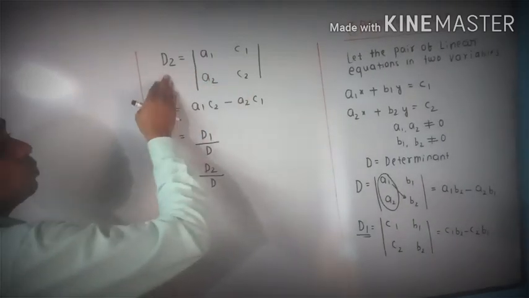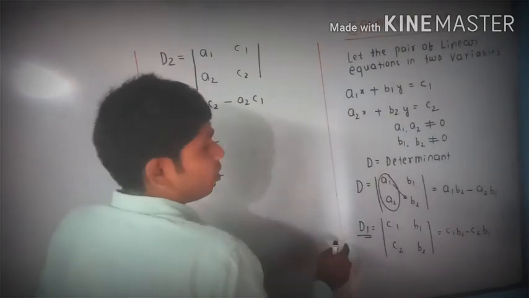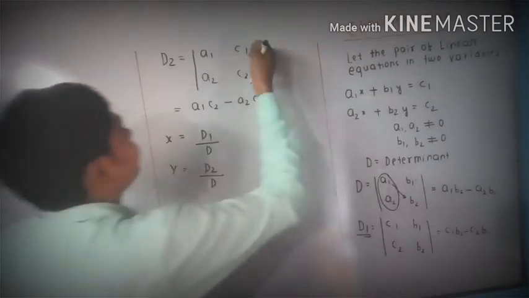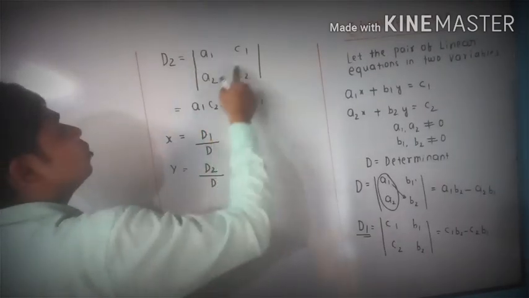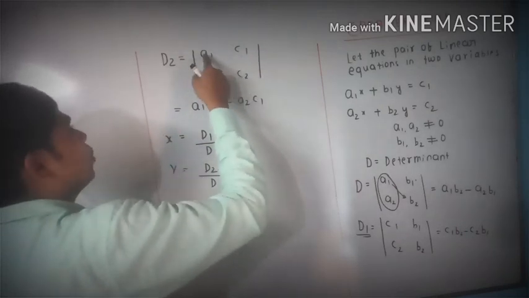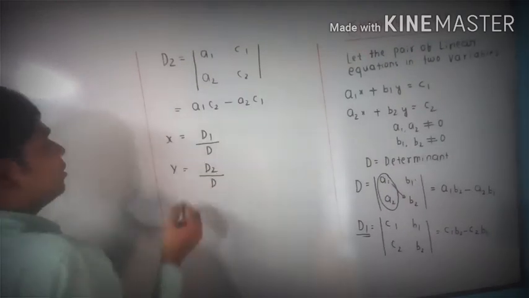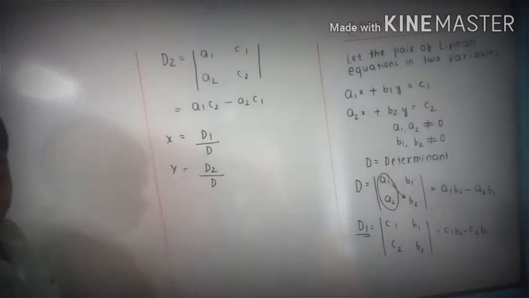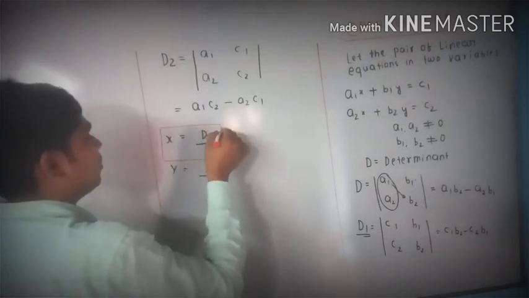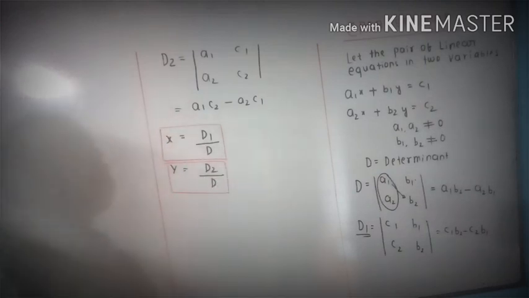And D2 equals, we will have to remove the second column, b1, b2, and replace it with c1, c2. You can observe D2 equals a1, a2, c1, c2, and we multiply by cross multiplication: a1 c2 minus a2 c1. So the formula of x is D1 by D, and the formula of y is D2 by D.